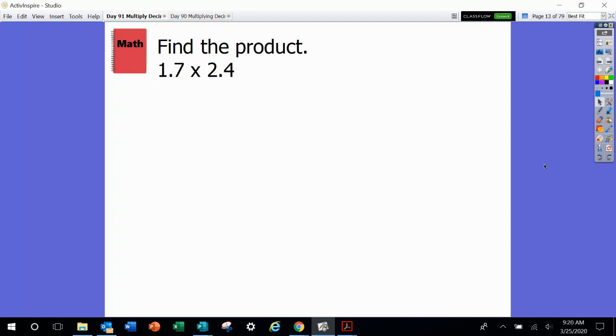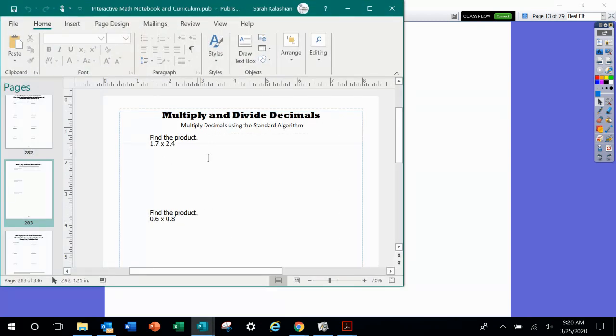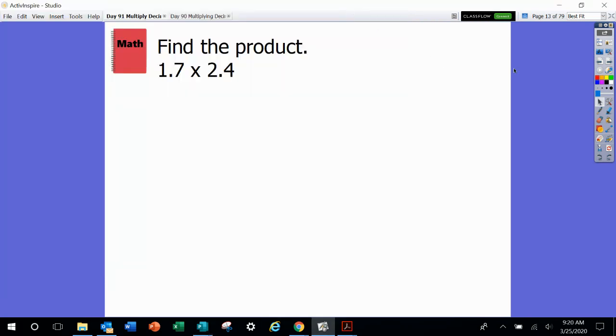Okay, let's go ahead and start in our notebook. We're going to find the product of 1 7/10 times 2 4/10. 1 7/10 times 2 4/10. Now I just want to be sure that we're all looking at this page here. We should have that problem in our notebook. Okay, so let's go ahead and set it up.